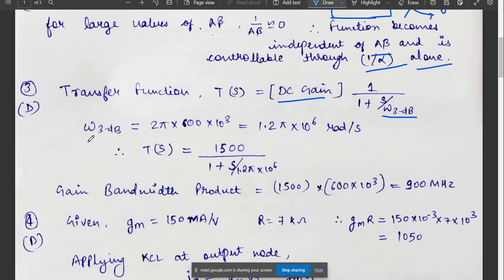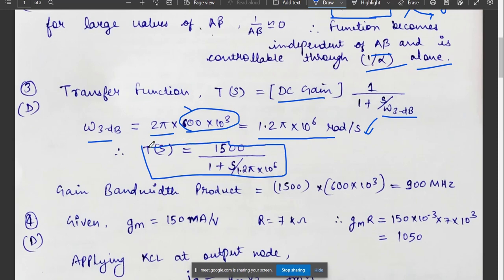So omega 3 dB is 2 pi into F, and F is the one given to us, which was 600 kilohertz. So omega 3 dB is 1.22 pi into 10 to the power 6 radian per second. Any doubt here? Put all the values in the transfer function formula, and you'll get this, right?